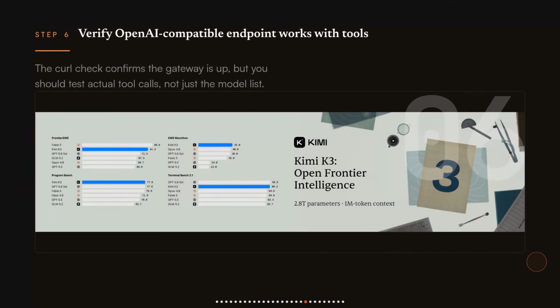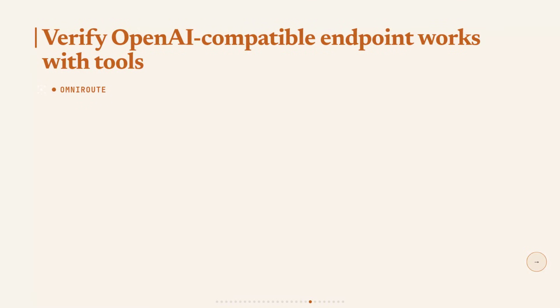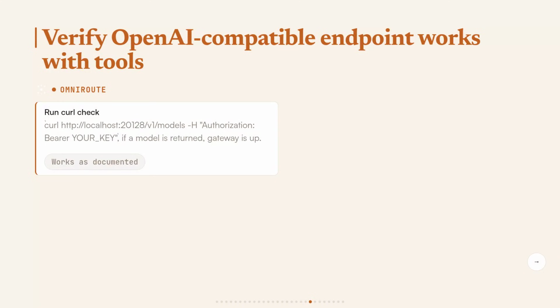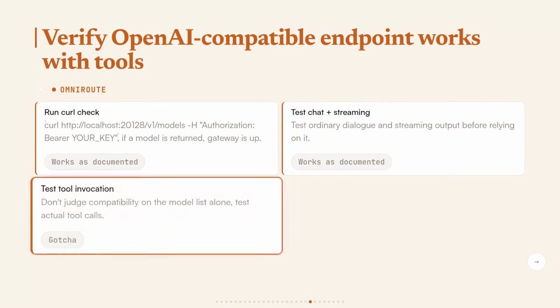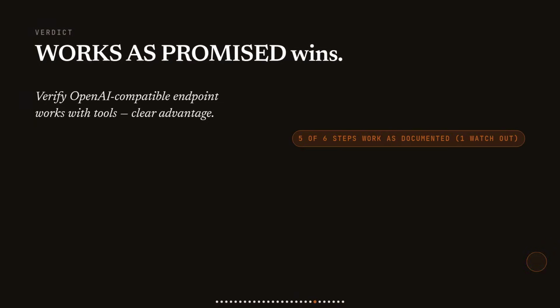Next up is verify OpenAI compatible endpoint works with tools, the test that quietly decides whether the rest of this comparison even matters. On verify OpenAI compatible endpoint works with tools, OmniRoute pulled clearly ahead once the workload got real. So OmniRoute takes that step, and the scoreboard shifts its way.